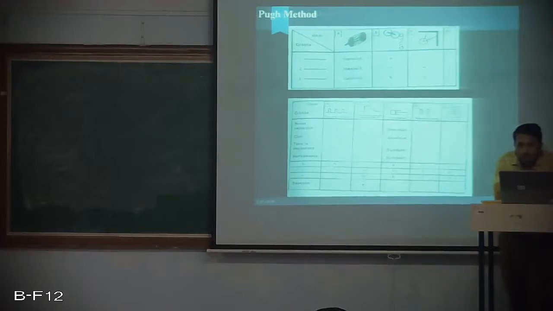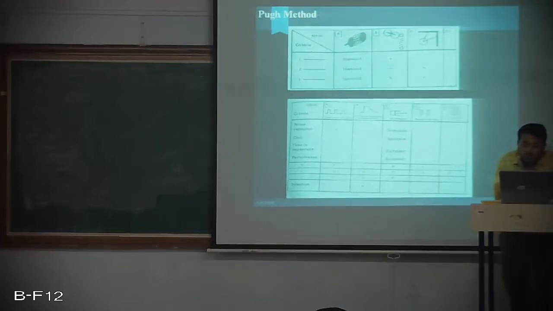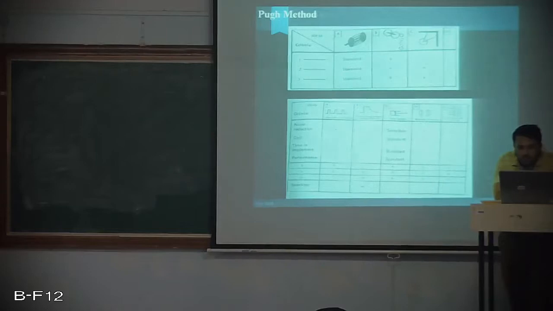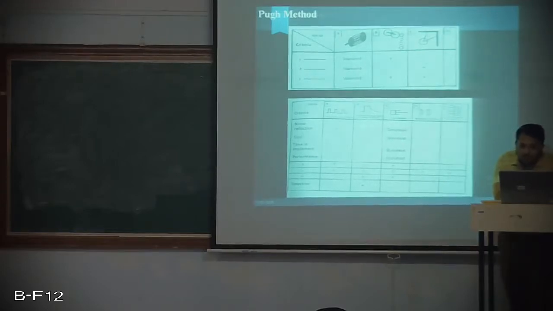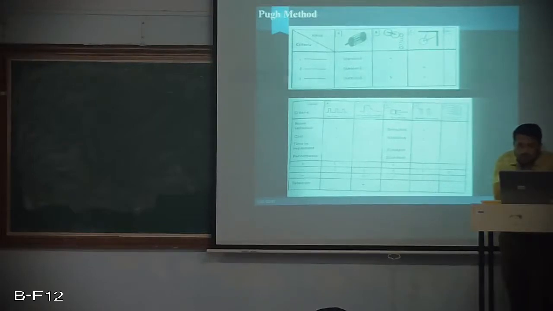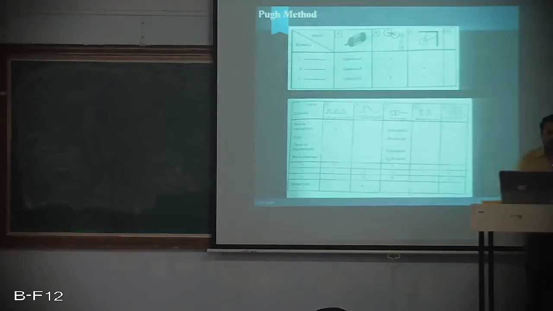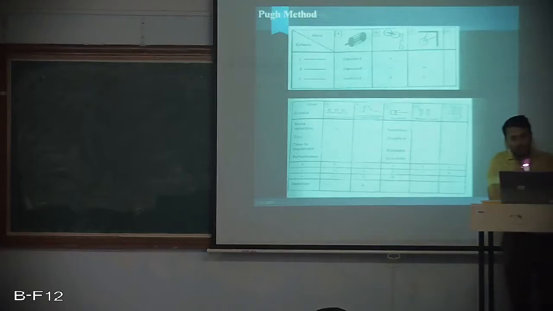And if you compare the fifth, that is the E conceptual design, with the C conceptual design, with respect to criteria like noise reduction, it is the same, hence it is written as same. As for cost, it is costlier than C, hence it is a negative point. Time to implement also requires more time, hence negative. And performance wise also it is the same, hence it is written as S.